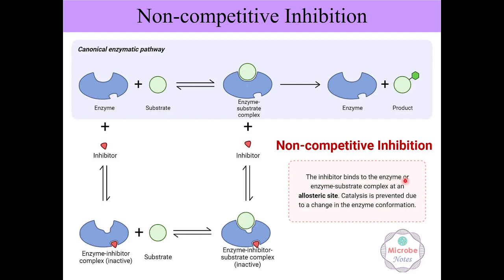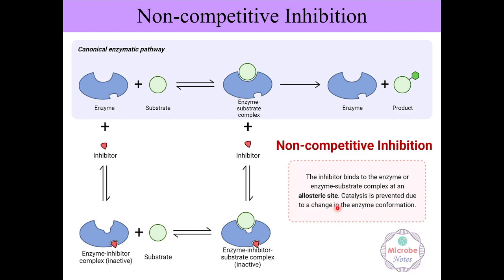So the inhibitor binds to the enzyme. Then the substrate can bind, but catalysis is no more possible. Similarly, this particular inhibitor can also bind to either the free enzyme or the enzyme substrate complex. In both cases this inhibitor binds. So the inhibitor binds to the enzyme or the enzyme substrate complex at an allosteric site, and the catalysis is prevented due to a change in the enzyme's conformation.